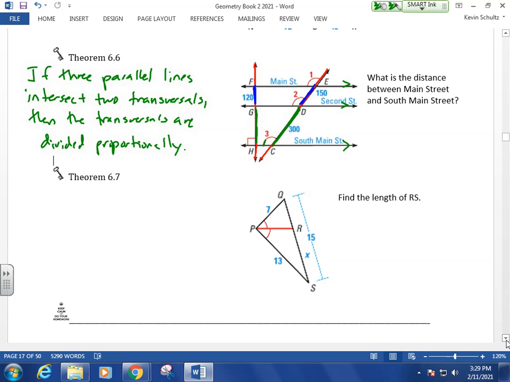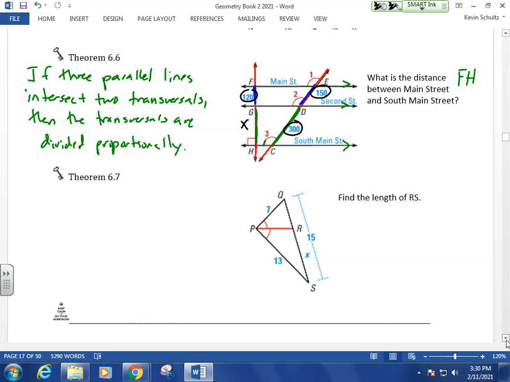And the question here is, what is the distance between Main Street and South Main Street? So basically, we're looking for FH. That segment FH gives us the distance from Main Street to South Main Street. And even though EC also goes from Main Street to South Main, since it's diagonal, it's going to be a longer distance than FH. So we're going to go with the shorter one here. We have a value for FG, we have a value for ED, we have a value for DC. We're looking for GH. We need that missing piece to answer this question.